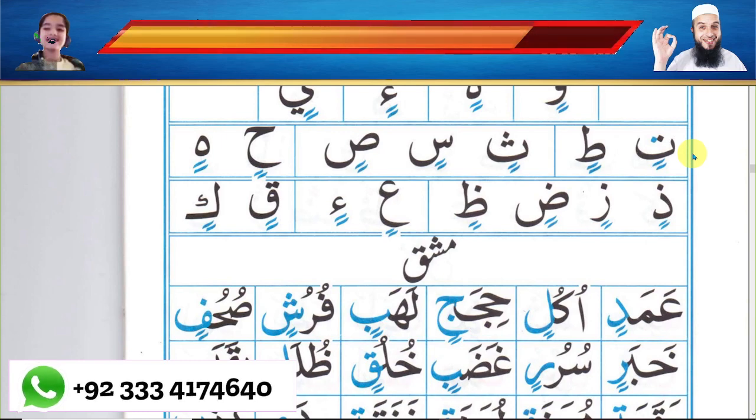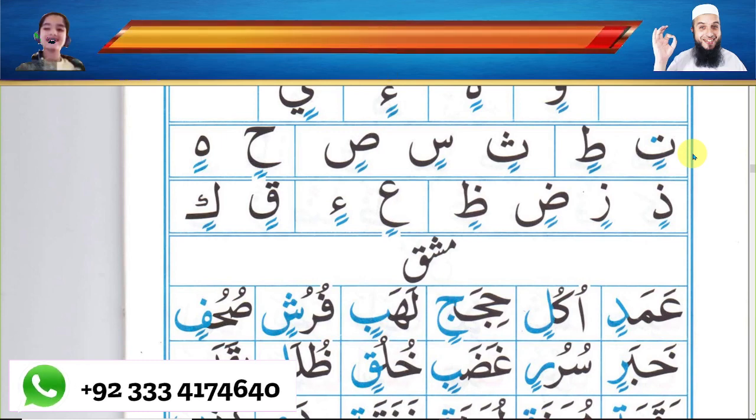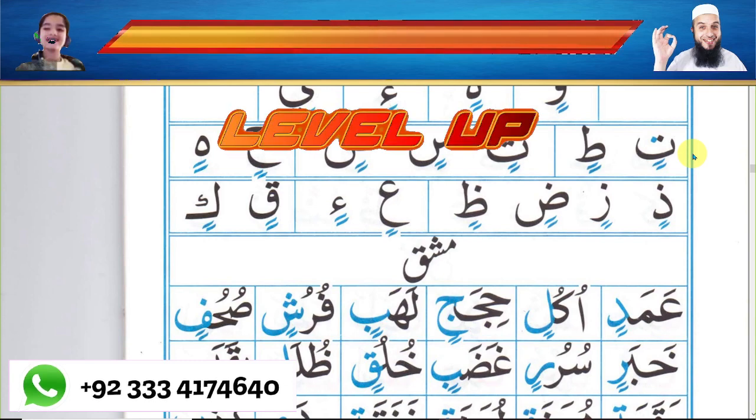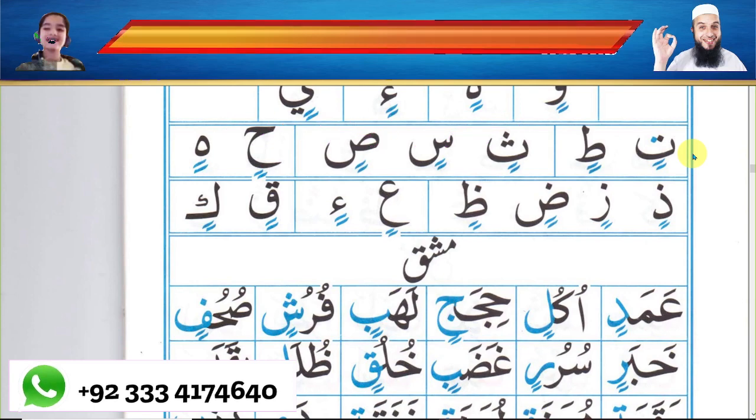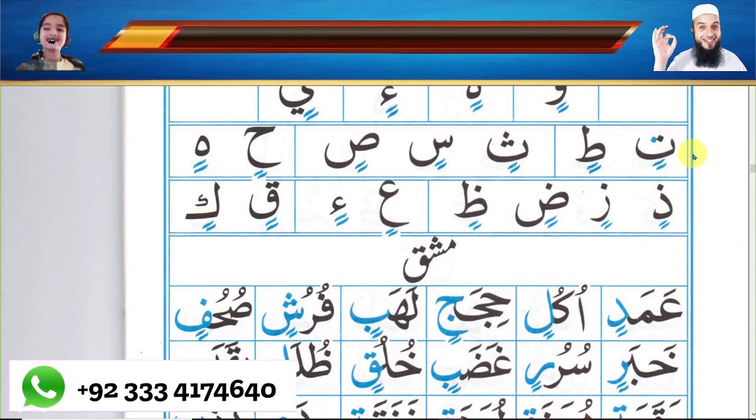Ta. Fa. Ta. Zer. Ti. Tin. Ta. Zer. Tin. Ta. Zer. Tin. Thin. No, no, don't make your lips rounder. Just say thin, Fin. Thin. Fin. Okay, next.